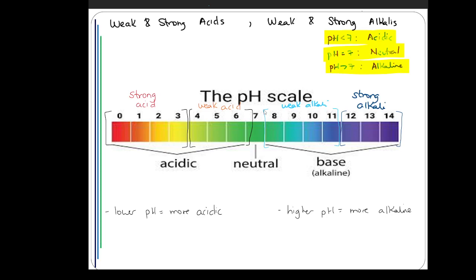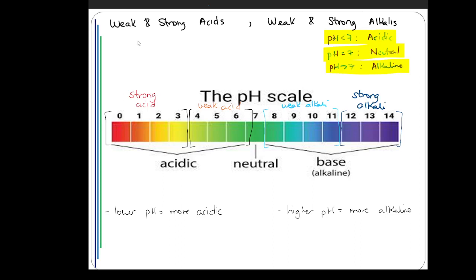I do not expect you to remember the exact ranges which correspond to a strong or weak acid or even a weak or strong alkali. What I would expect you to be able to do is, and I'm going to go through a few questions to let you know how you're meant to read off the pH scale in terms of the strength of an acid or an alkali. And we're going to start with a simple question.